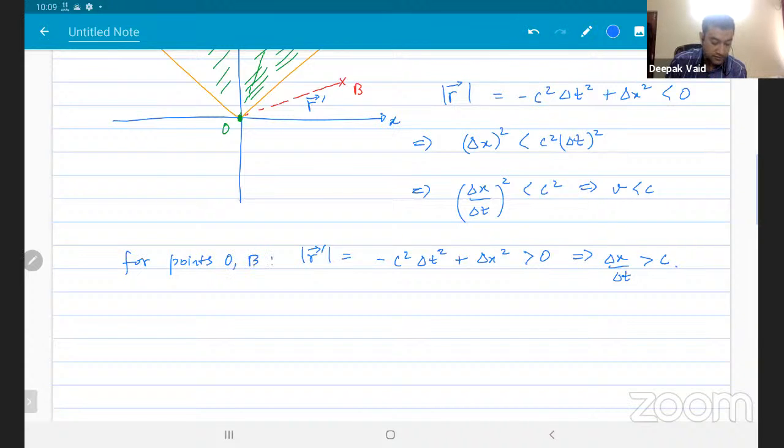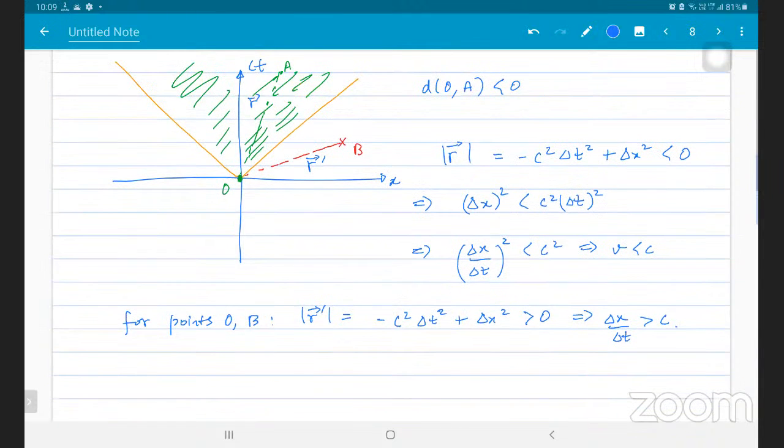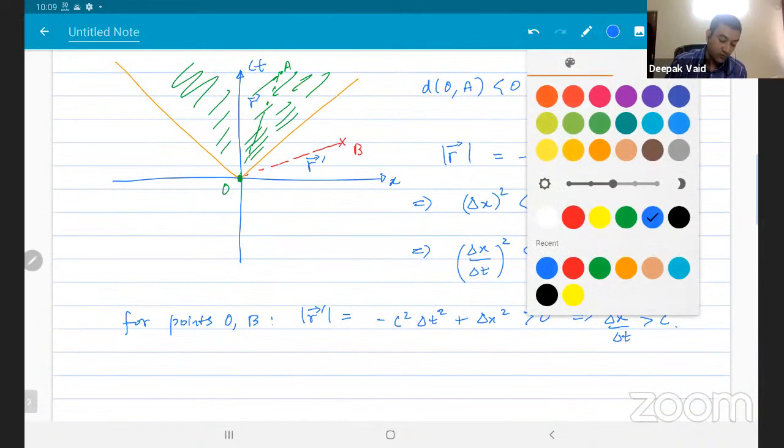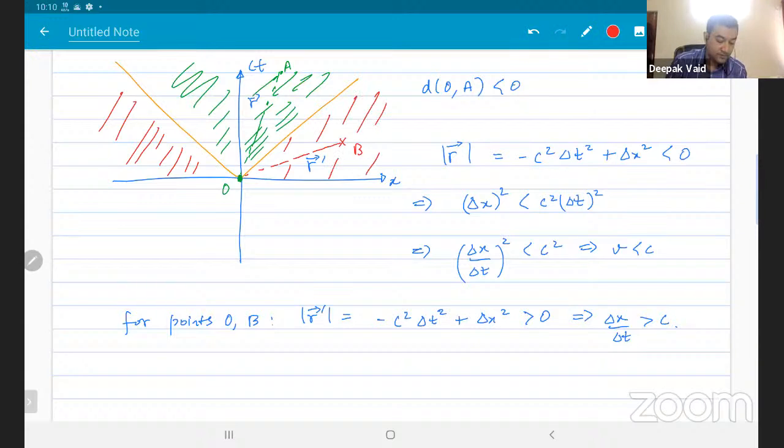So can I send a signal from O to B? No. Why not? Because the speed of the signal will have to be more than c. So all the points in this region are causally disconnected.